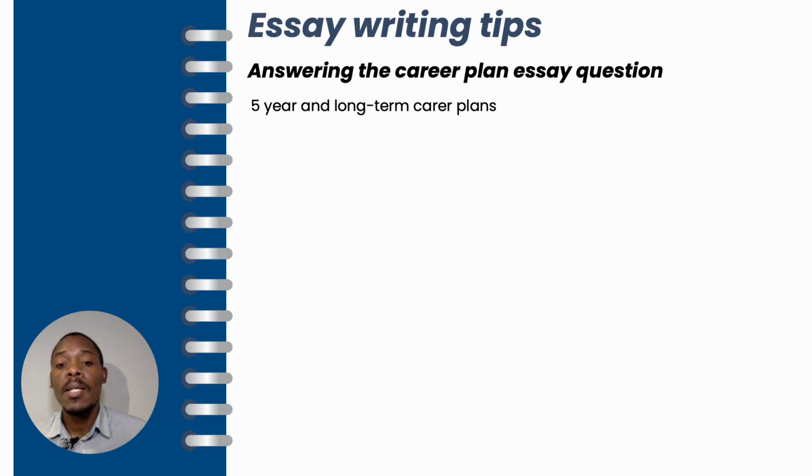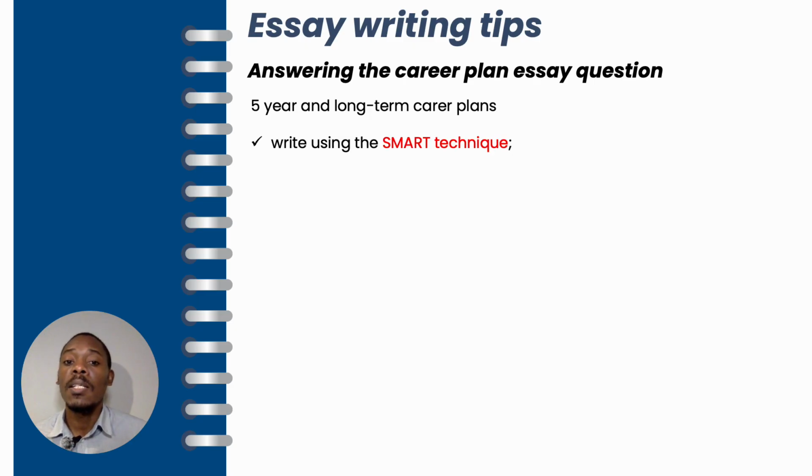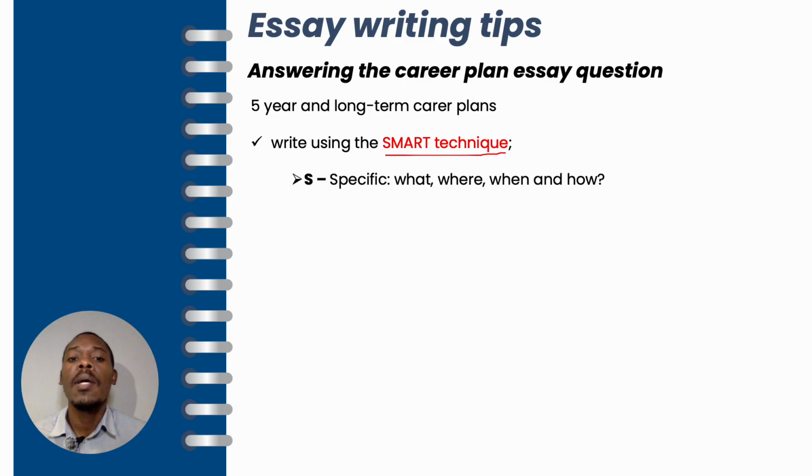Right, so now you've answered the first part. The second part of the essay is to write your career plan, your 5-year career plan and your long-term career plan. I've combined these two because they are both talking about a career plan, and you just need to use the same tips when writing your 5-year plan and your long-term plan. So how do you write it? The first thing is that I encourage you to use what we call the SMART technique when you are writing your career plan. So what is this SMART technique? The S stands for being specific.